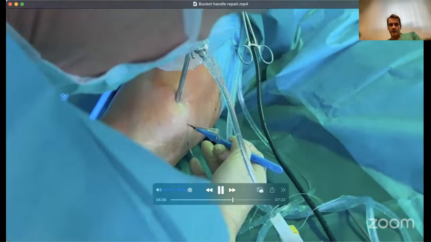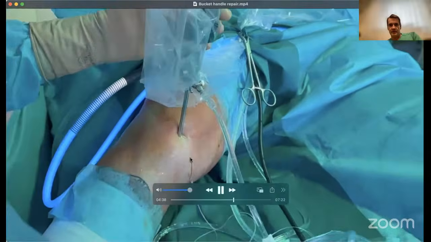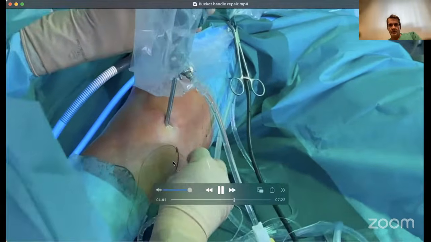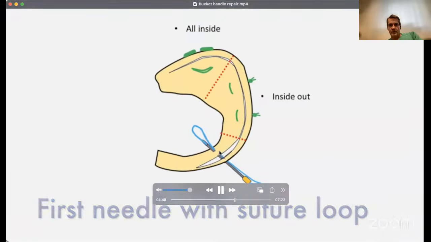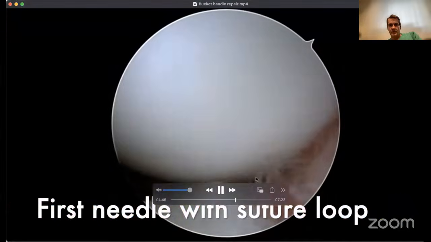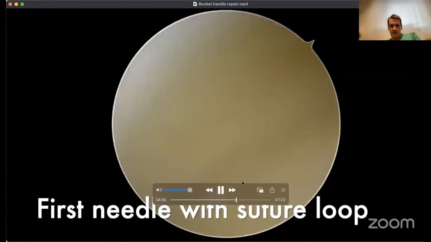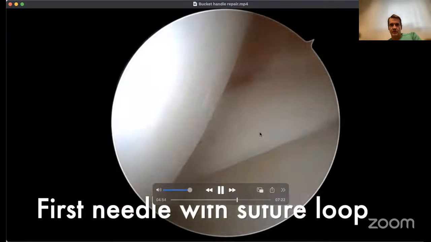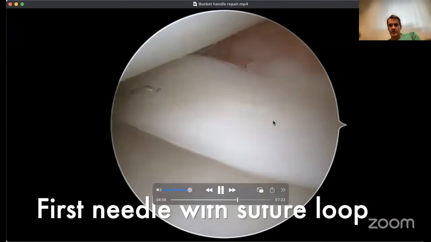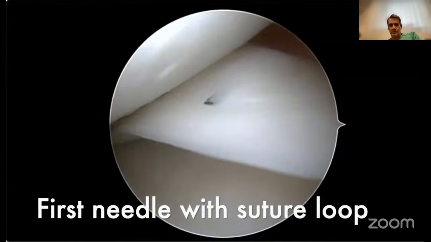Here I also perform a little incision, and then I penetrate the capsule and the meniscus fragments with the needle from outside to the inside. Here you can see how the needle penetrates the meniscus fragment.